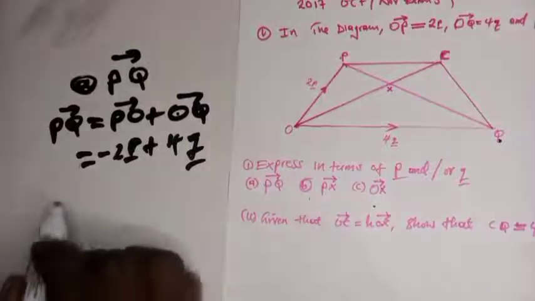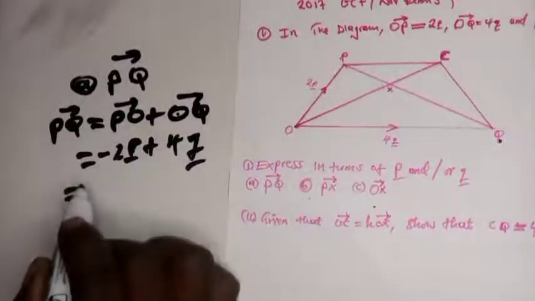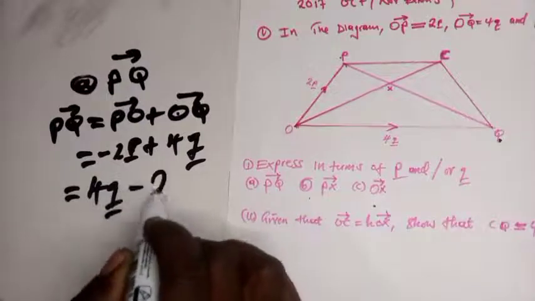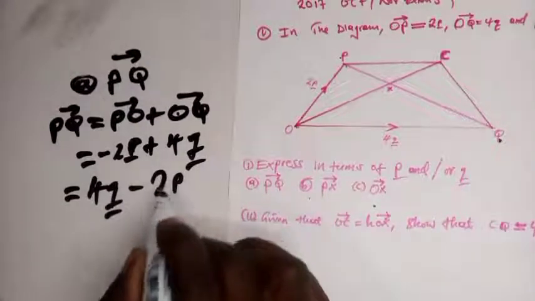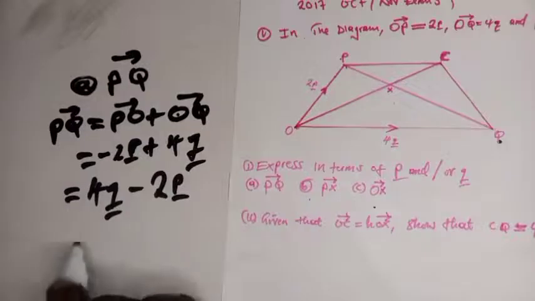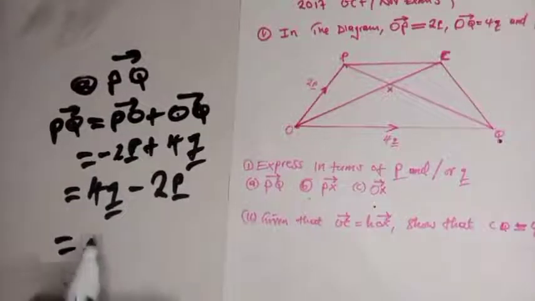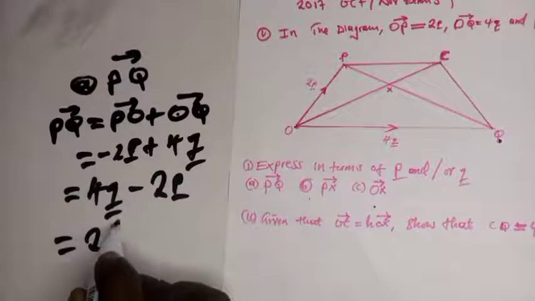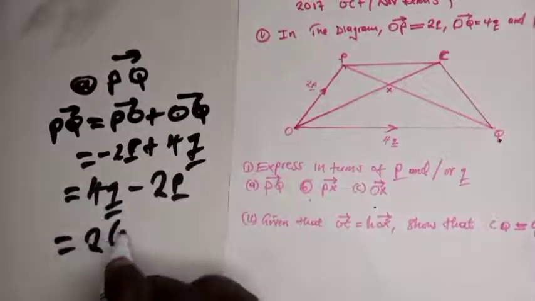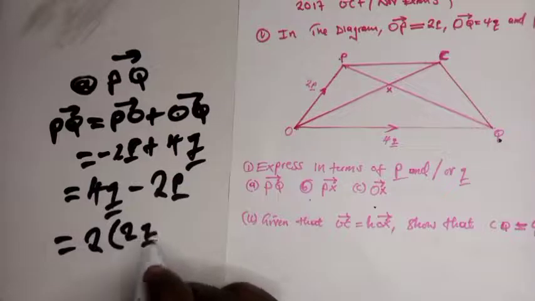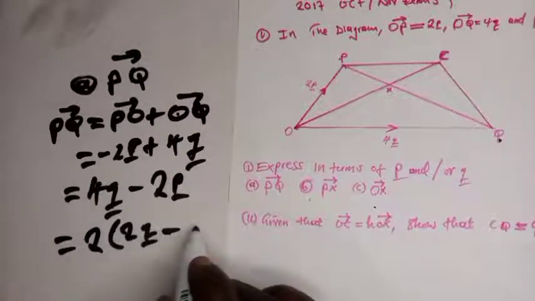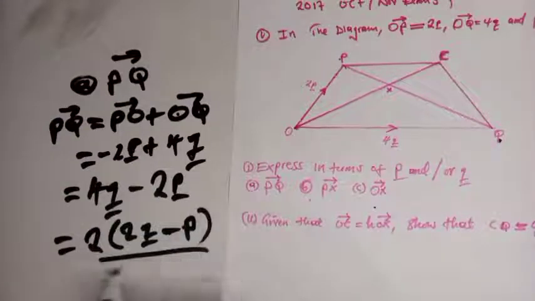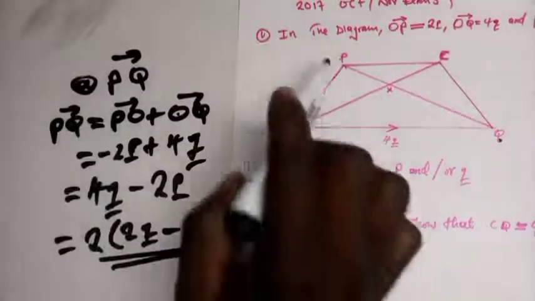Then let's write it in the positive form. Then it will be 4q minus 2p. Then let's factorize. Here what's common is 2. So 2 outside. Then 2 into 4q, we remain with 2q, minus p. So this is the answer for PQ.